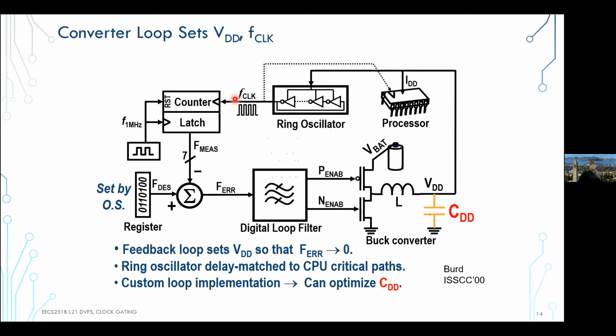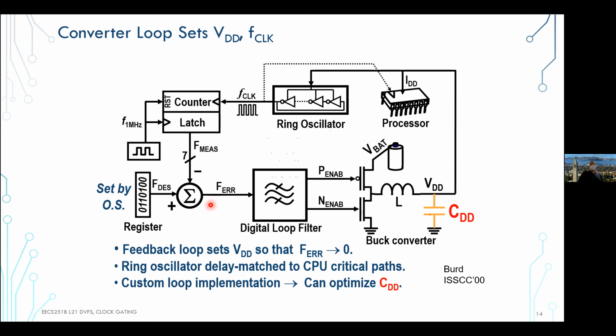If you had a counter here and you were counting the clock cycles, comparing to a constant reference of 1 megahertz, you'd be able to see, if you jack up the supply, the increased count compared to 1 megahertz. If you lower the supply, you'll see the lower count. And so this F measurement, the digital thing, can be compared to a desired value that the OS sets. The OS could say, I want to run 10 megahertz, 100 megahertz, 50 megahertz. You'll be able to count this.